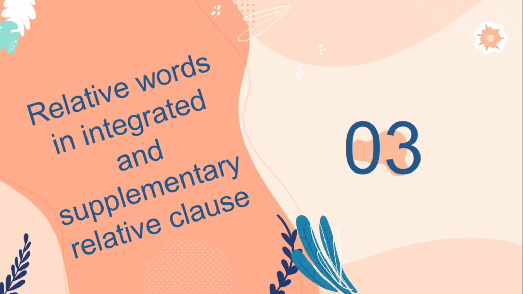Do you know what is meant by integrated and supplementary relative clause? Integrated, as its name suggests, serves to restrict the property of the head noun, as it is tightly connected to the head noun. Meanwhile, a supplementary relative clause is just a supplement. It is more loosely attached to the head noun, so that's why it is supplementary or just additional.